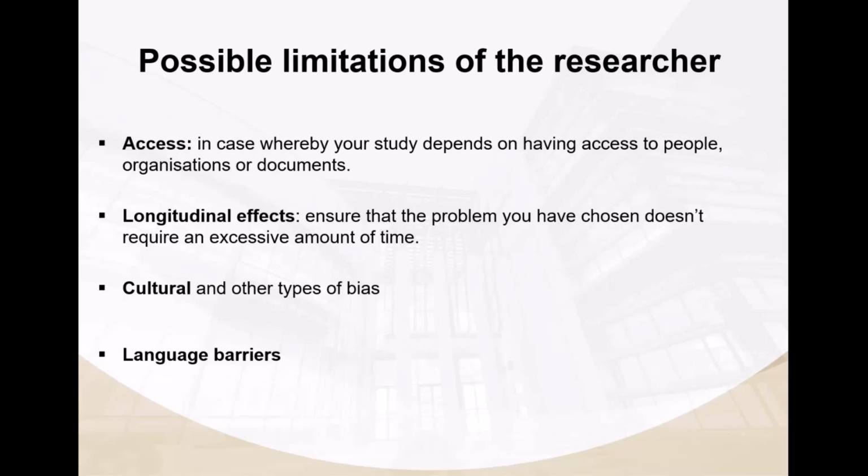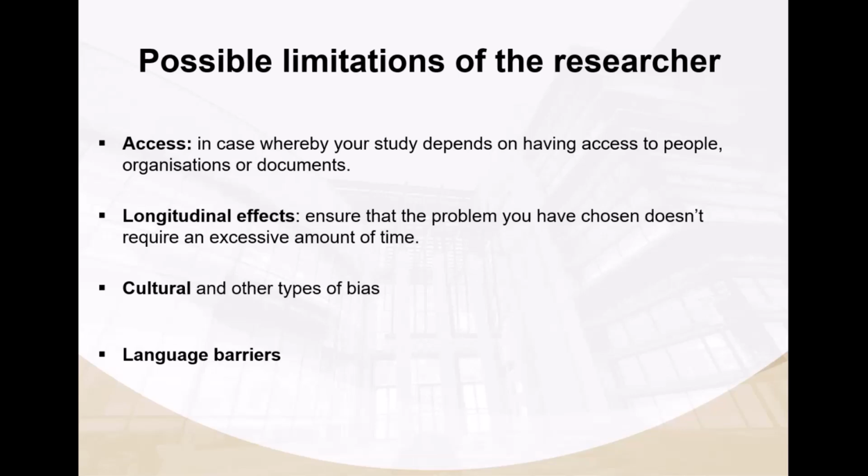But let's look at access as one of the limitations. It says, in case your study depends on having access to people, organizations or documents. I think we've spoken about access a lot when we were talking about ethics last week. It's one of the limitations. And remember that if you don't have access, there's a lot of gatekeeping. You are not going to collect data because people are stopping you.